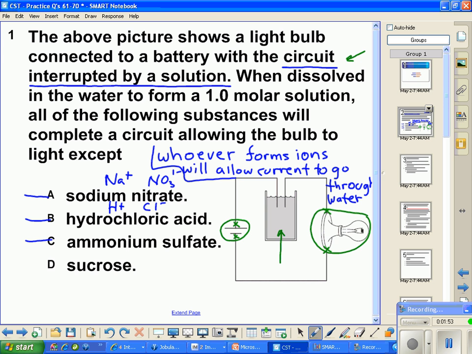Now, this is a salt, but it's not a metal with a nonmetal. It is a nonmetal with a nonmetal, but this ammonium dude is the ammonium ion, NH4, 1+. And the sulfate is the SO4, 2- ion. So these guys form ions like crazy. Sucrose? No, baby. That one does not form ions.